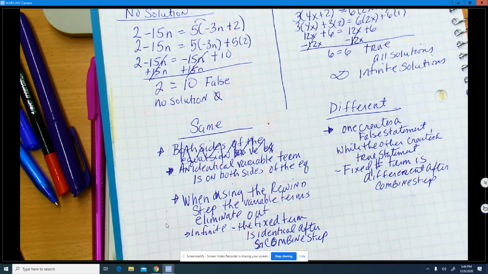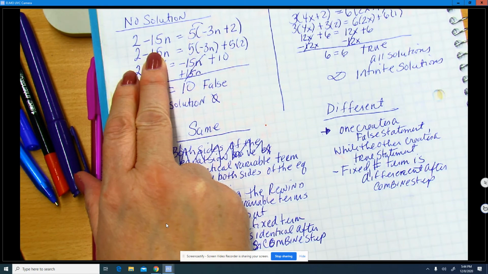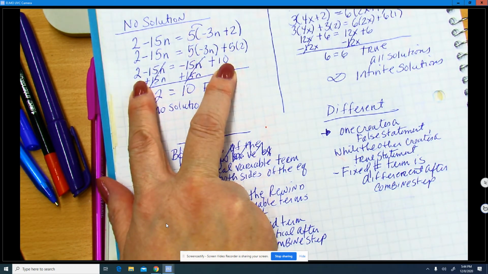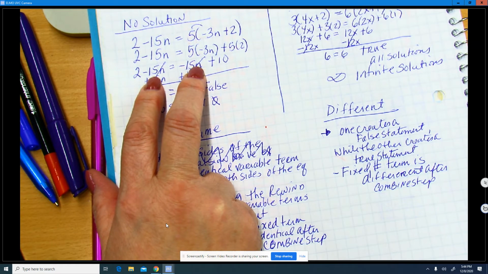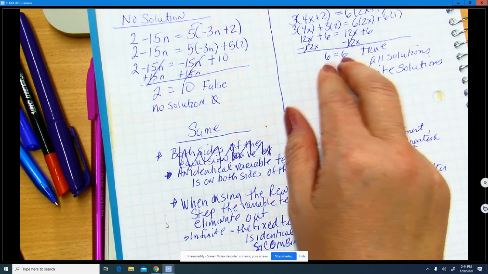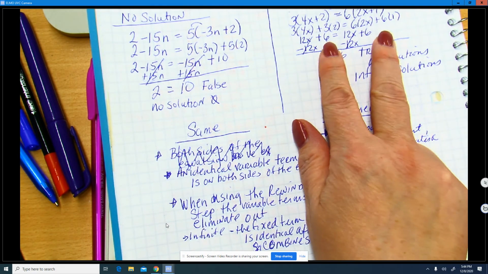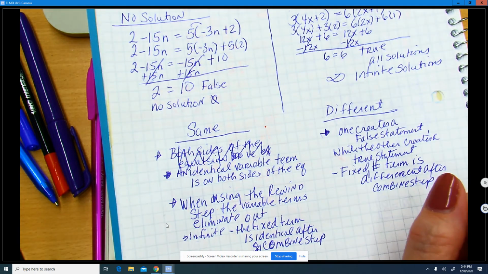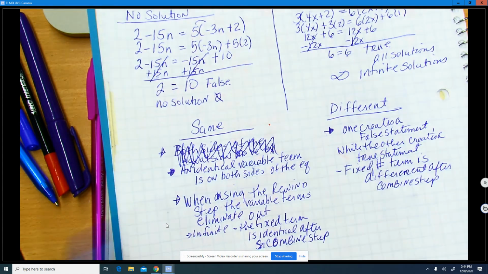So what I mean here is that this is after we've done distribute and combine. If we look here, we can see that 2 and 10, these are the fixed terms. They are not the same, whereas negative 15 and negative 15 were the same. For the identity, both the variable term, 12x, and the fixed term, 6, were the same before we did that rewind step. That's one way to distinguish what is an identity and what is a no solution.